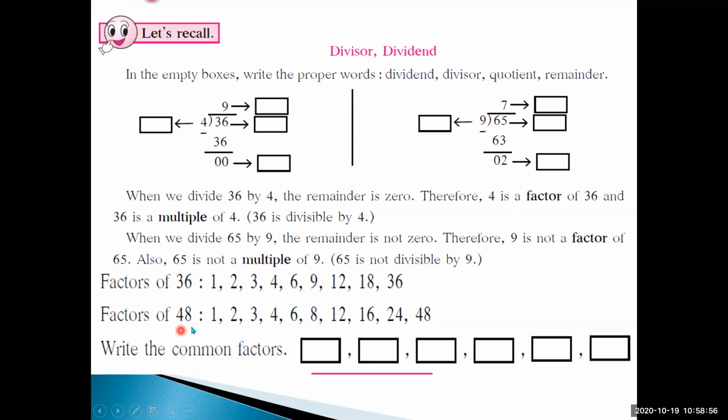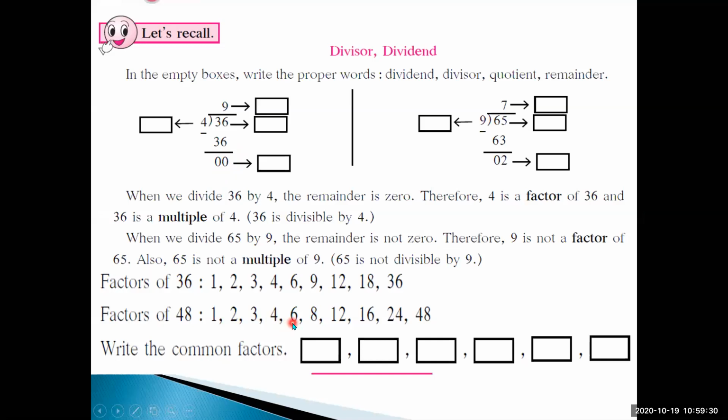1. If at the unit place 8 is there, so it is divisible by 2. If we add the digits, 4 plus 8 is 12, so 12 is divisible by 3. So 3 is a factor of 48. Then 4. Now if we divide 48 by 4, we get the answer with remainder 0, okay? So 4 is also a factor of 48.